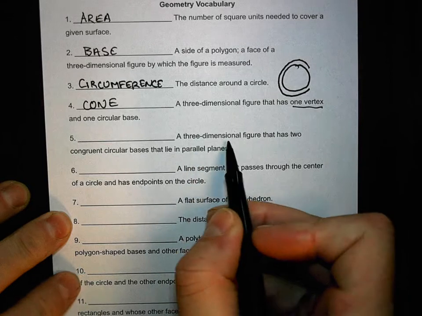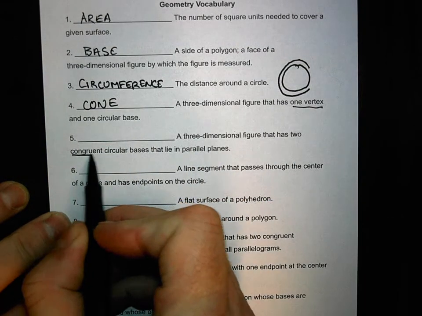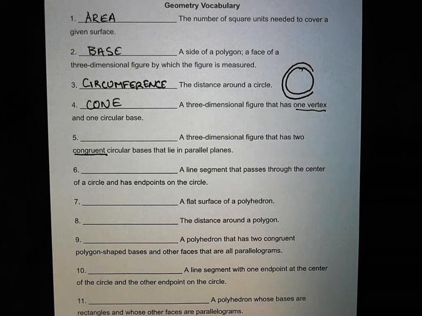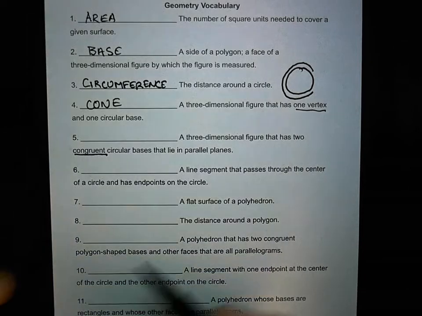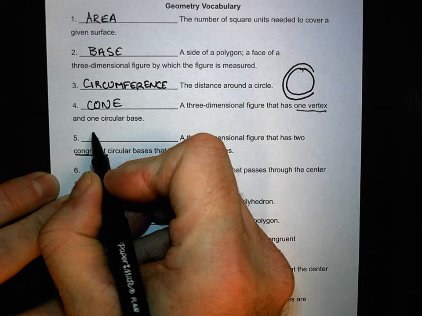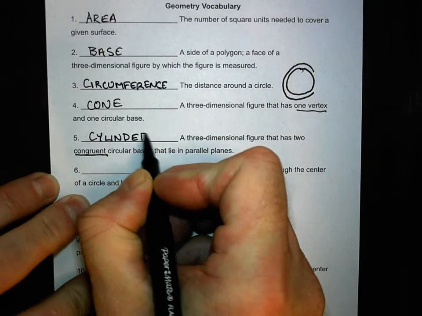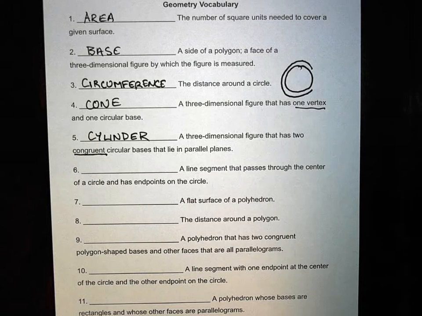So a 3-dimensional figure, what does the word congruent mean? It's the same as. Congruent means the same. This is a cylinder. It has 2 congruent bases that are circles. So it's a cylinder.